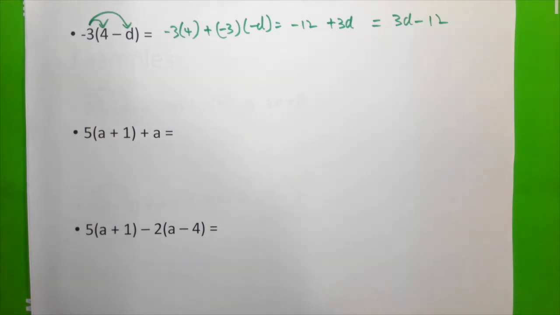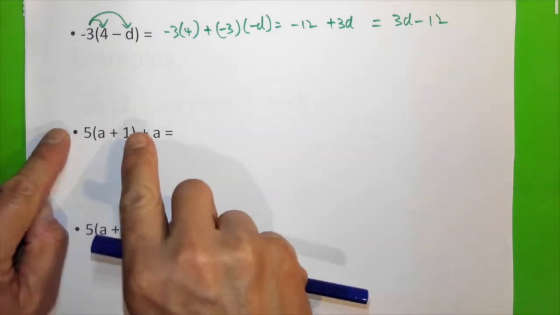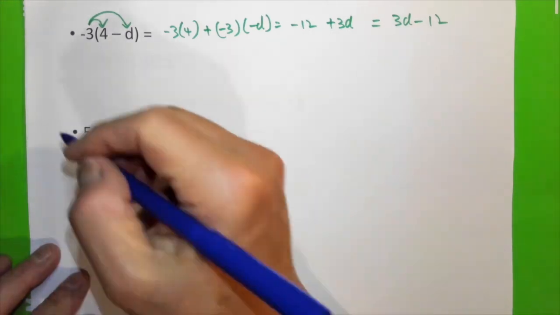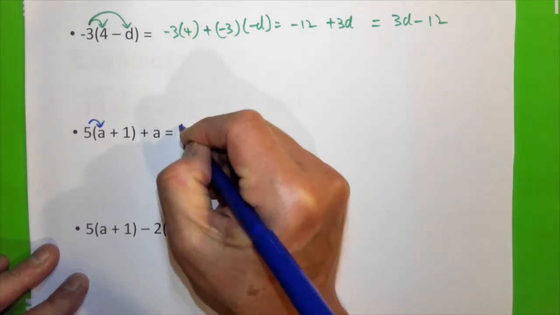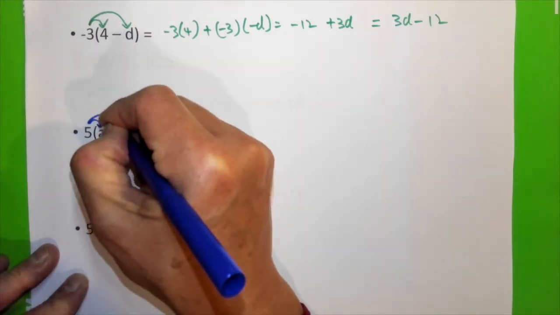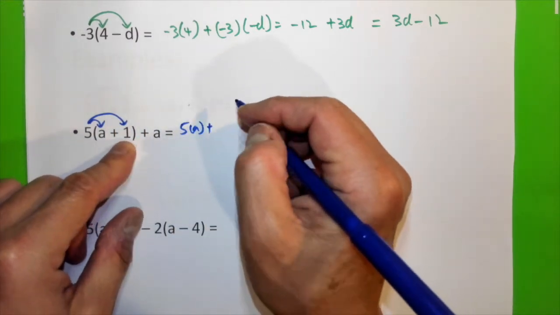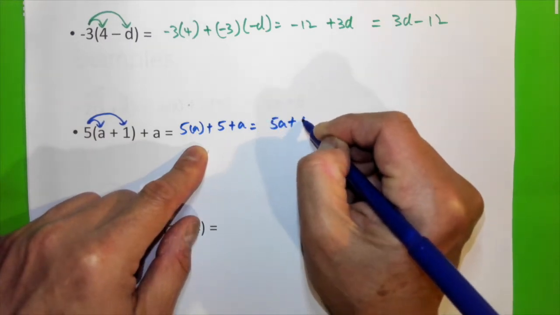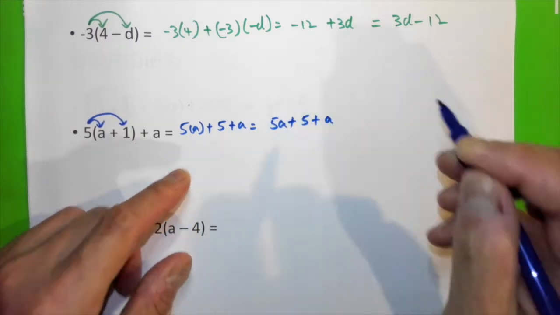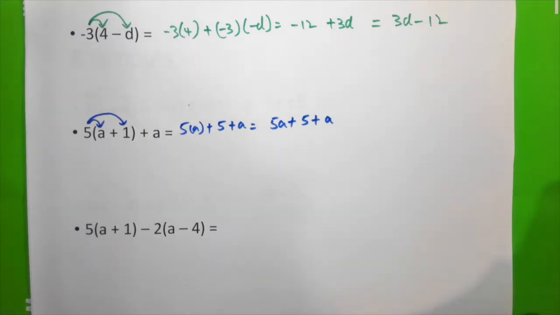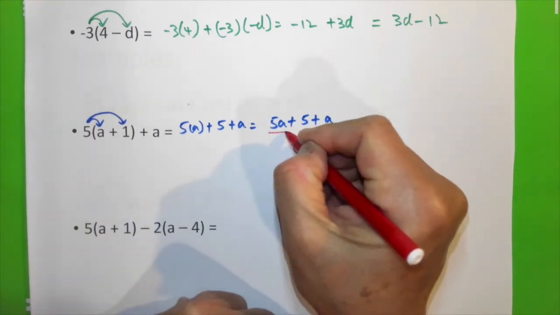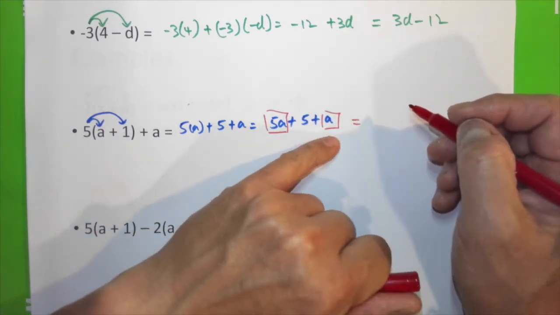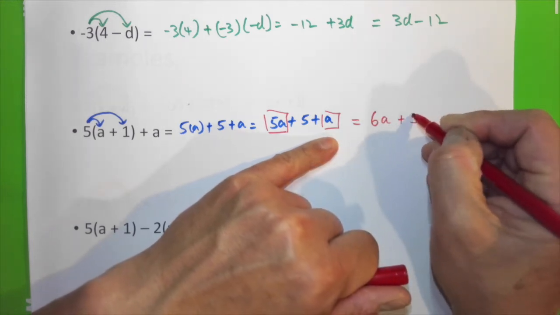Next one, you've got to realize that we've got not only expansion, we've got another a here. So let's start off with 5 times a plus 5 times 1, which is 5, plus a, which is 5a plus 5 plus a. Now, notice that you've got 5a and a. We need to collect like terms. So 5a plus a, that is 6a plus 5.